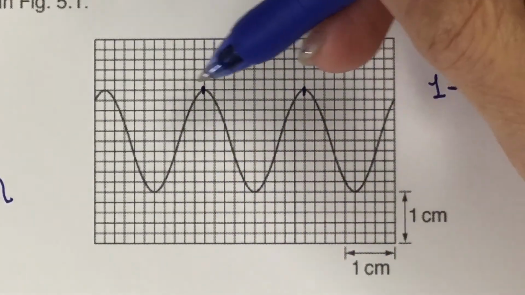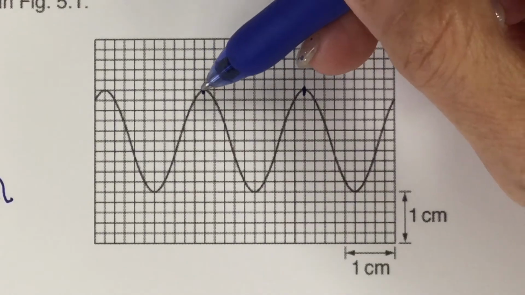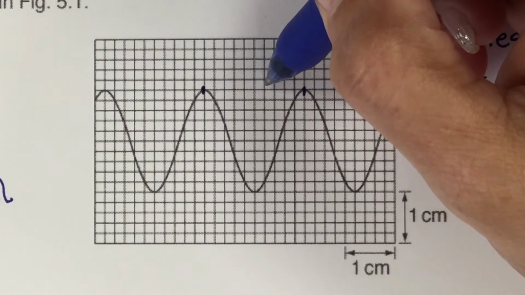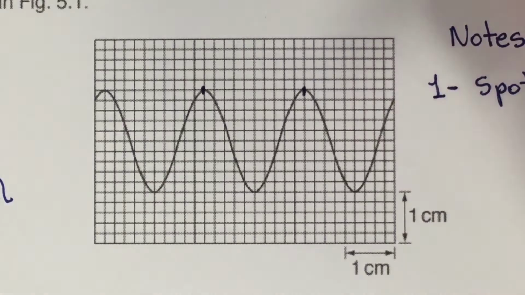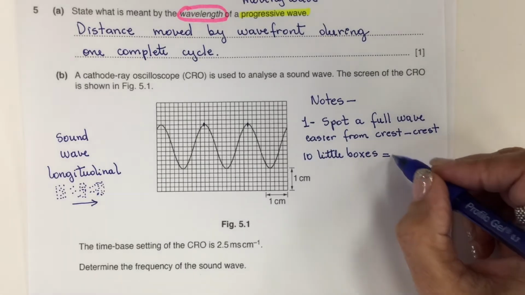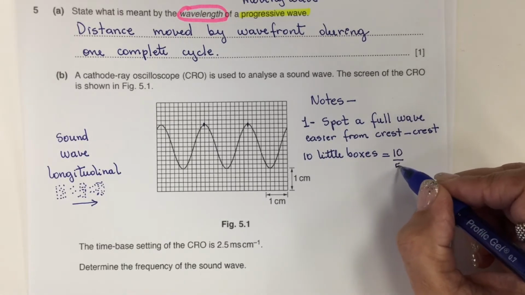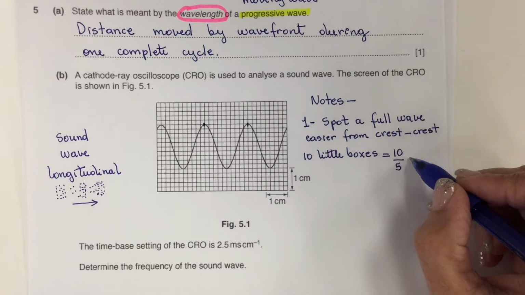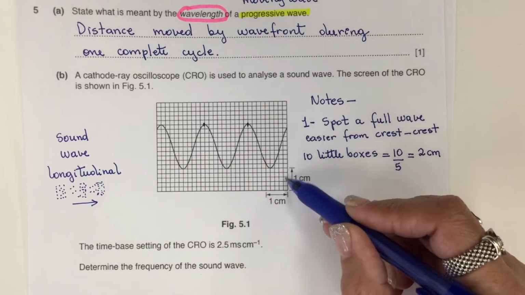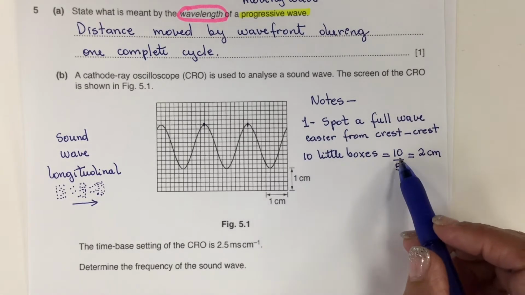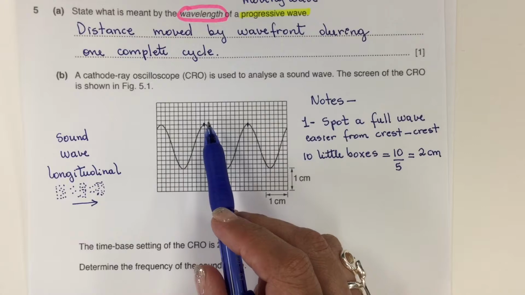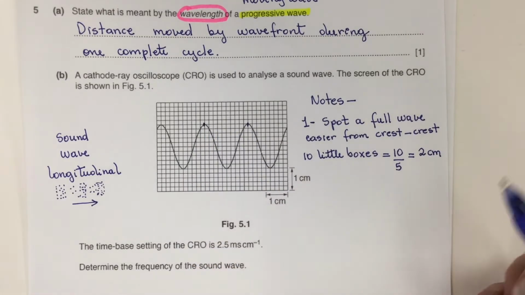So let me count how many small boxes I have between those 2 peaks. So here is 1, 2, 3, 4, 5, 6, 7, 8, 9, 10. 10 boxes. So 10 little boxes is 10 divided by 5 little boxes here. That will give me 2 centimeters, because 5 little boxes is 1 centimeter. I have 10, so it will be 2 centimeters. So that's the distance between those 2 crests, which is 1 wavelength.